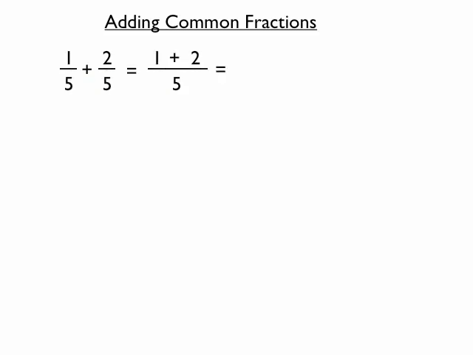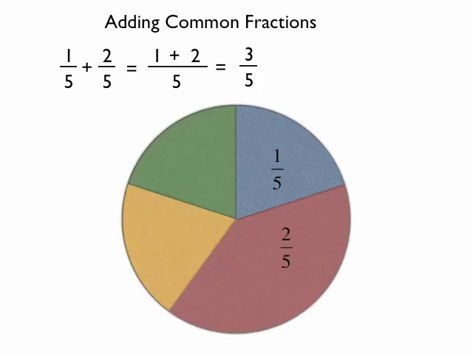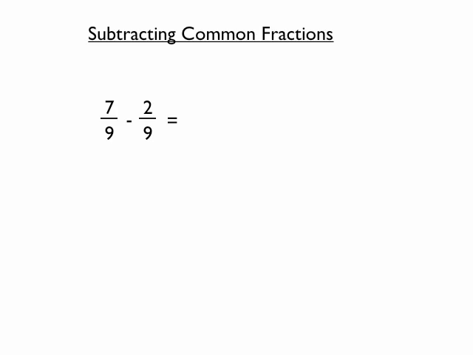The answer is 3/5. We can see why by looking at the fractions as slices of a pie. With the pie cut into 5 pieces, we see that 1/5 plus 2/5 make a total of 3/5. The same idea applies to subtraction. For example, we can subtract 7/9 minus 2/9 to find the answer of 5/9.